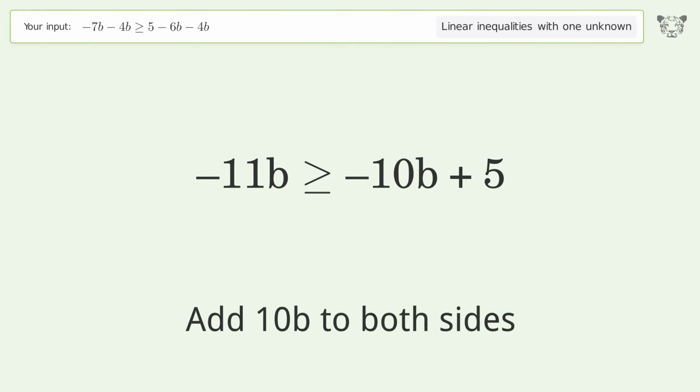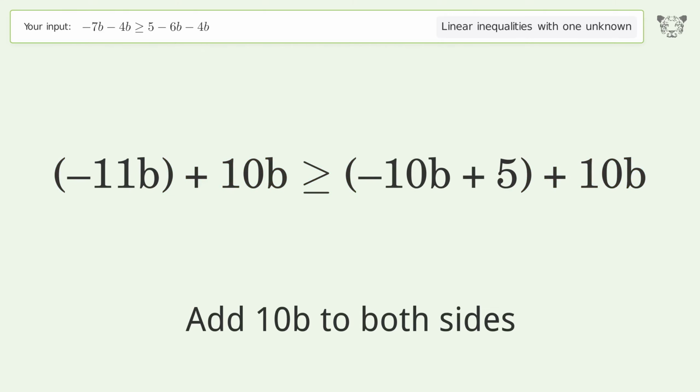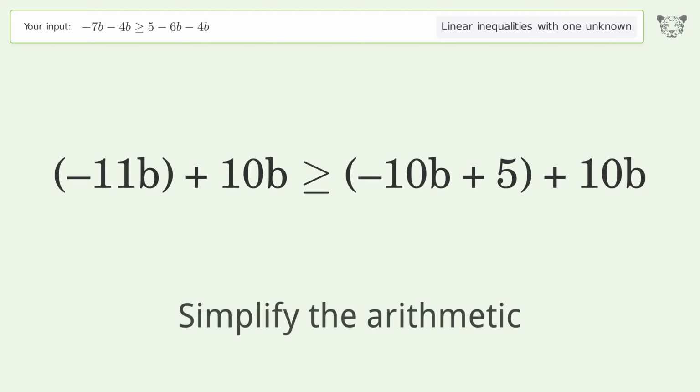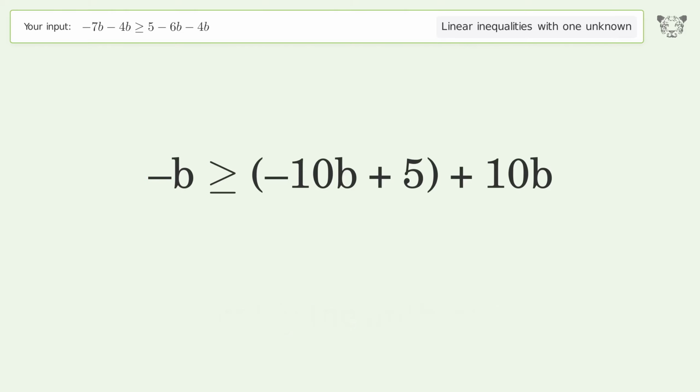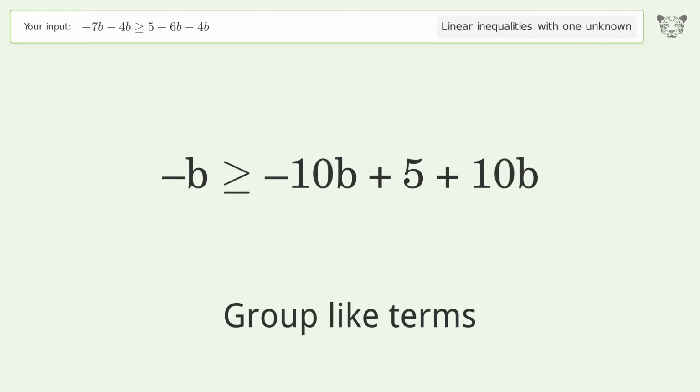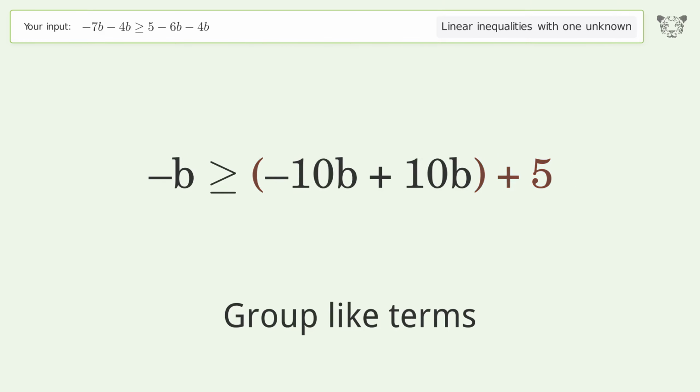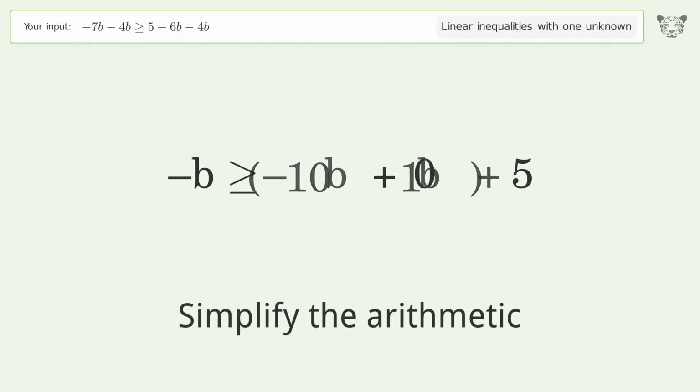Add 10b to both sides. Simplify the arithmetic. Group like terms. Simplify the arithmetic.